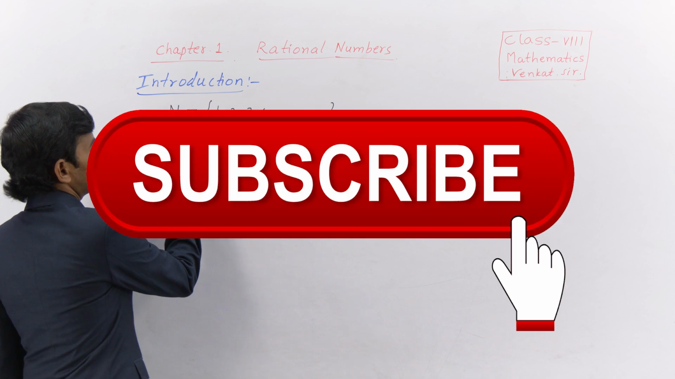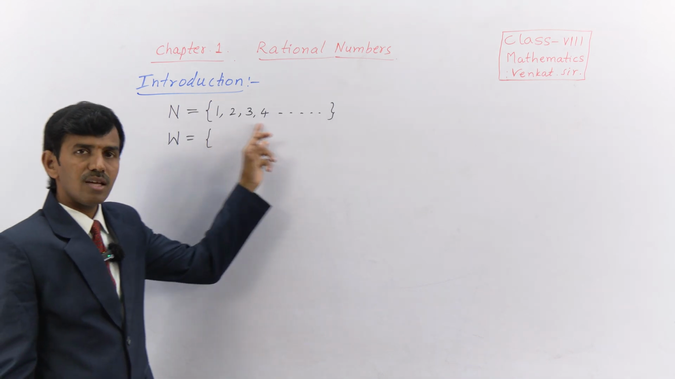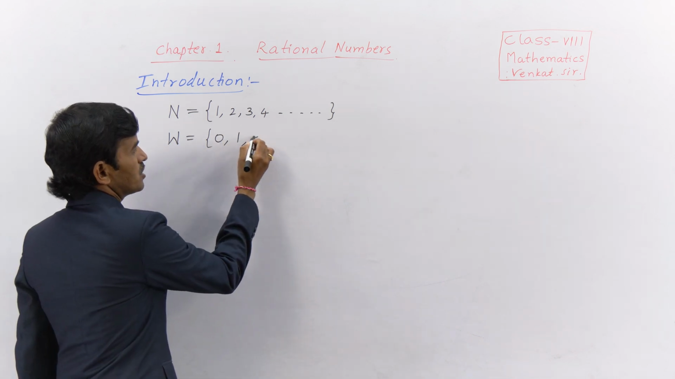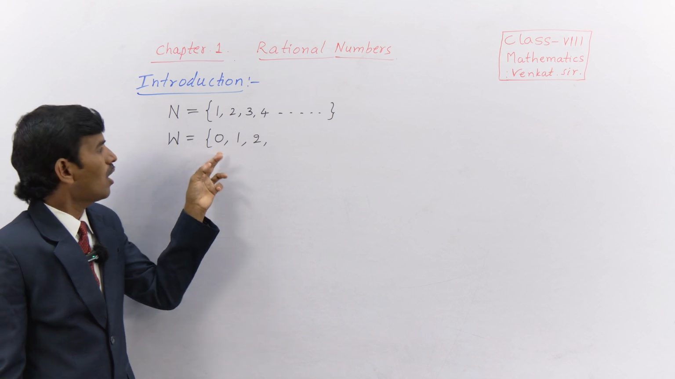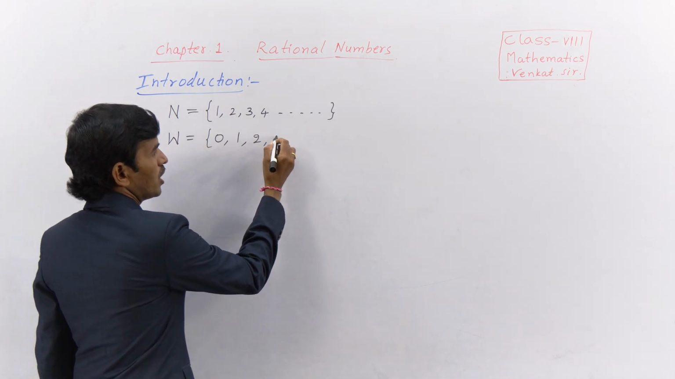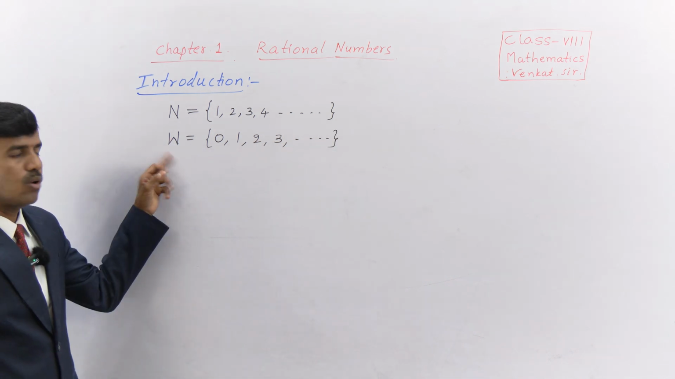Next, if we consider the next set, that is the set of whole numbers. The set of natural numbers including 0 is called whole numbers. That is, 0, 1, 2, 3 and so on are called whole numbers.